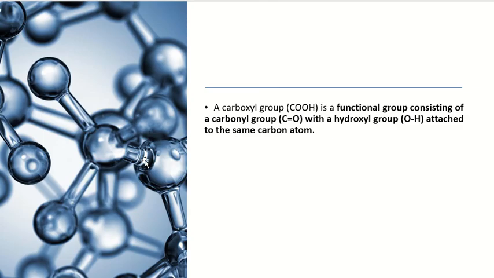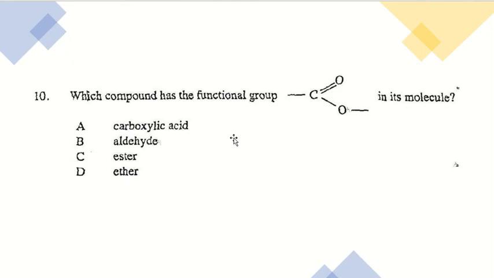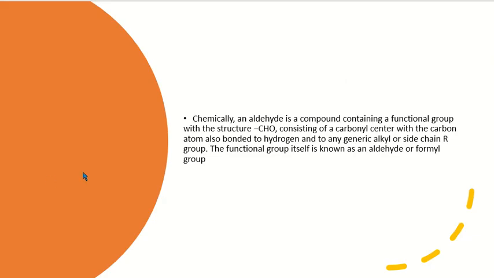First look at the carboxyl group. It is a functional group consisting of a carbonyl group, C double bond O, with the hydroxyl group OH attached to the same carbon atom. So this is the carboxyl group, COOH, in which one group is C double bond O, and on the same side OH is also attached to the same carbon. This functional group is the carboxylic group. Now look at the other.